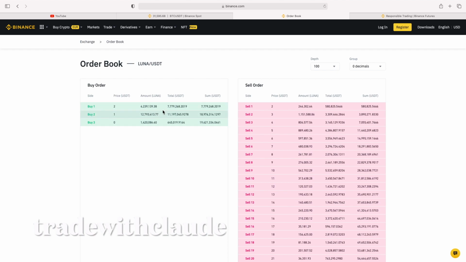What it is telling you is that if care is not taken, the price of Luna is going to dip further to $1, because this is where the highest pressure is.